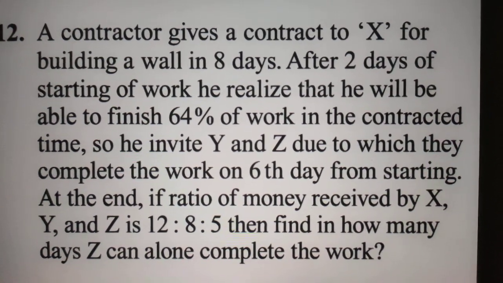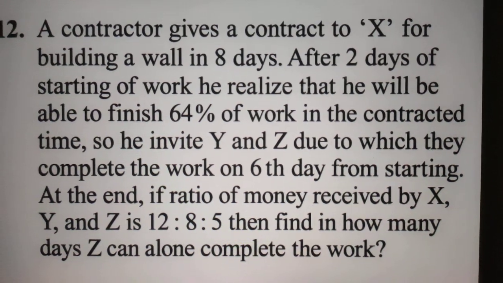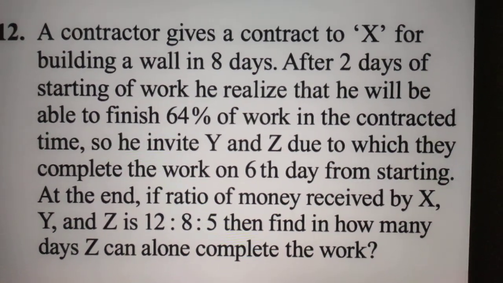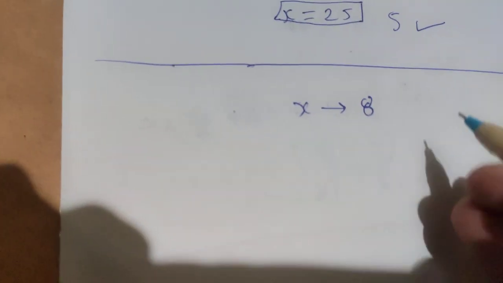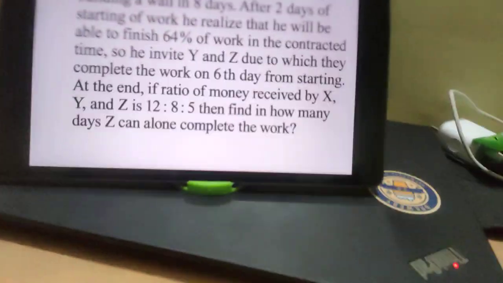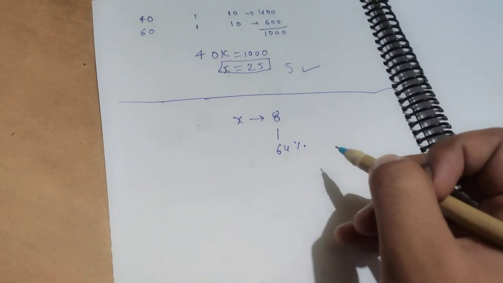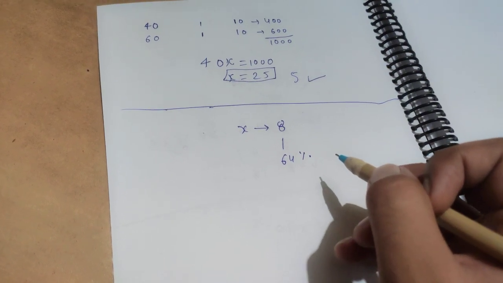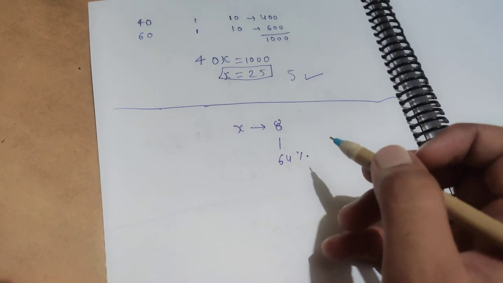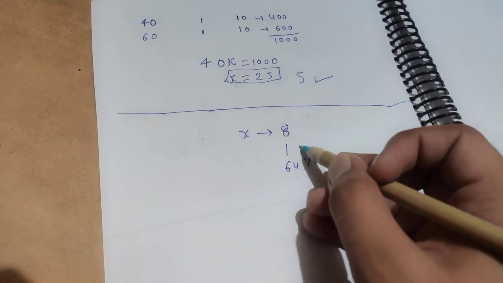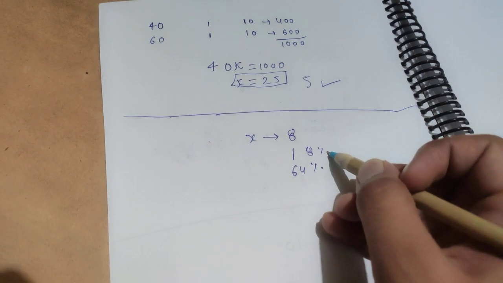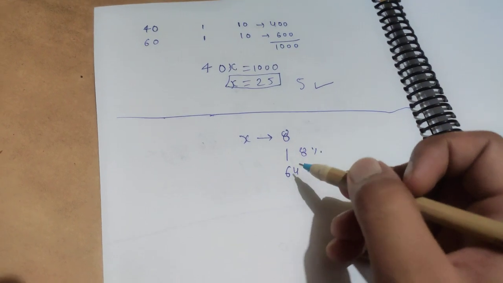After 2 days of starting of work, he realized that he will be able to finish 64% of the work in contracted time. So in 8 days, he would be finishing 64% work. What does that tell to us? That means in one day he will be finishing 8% work, right? You do the maths and you will get 8%.